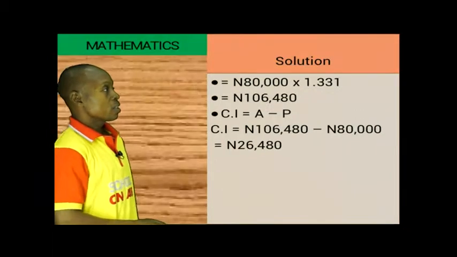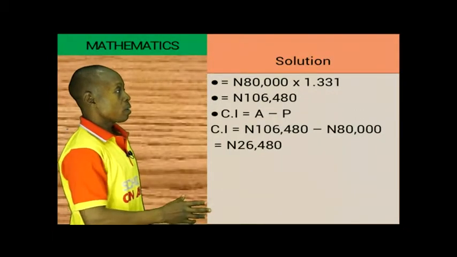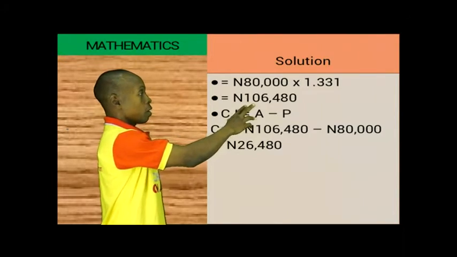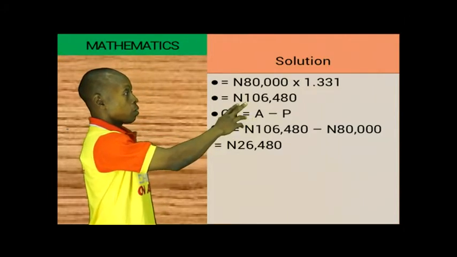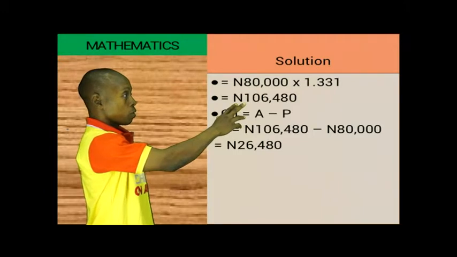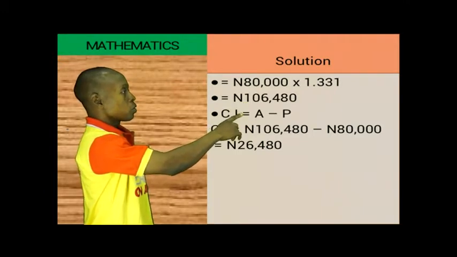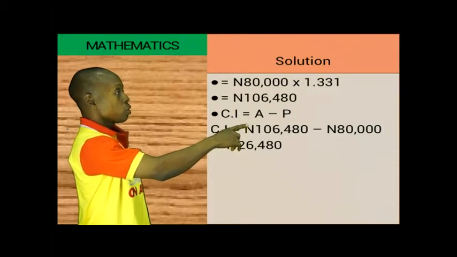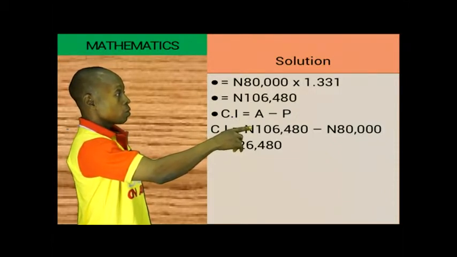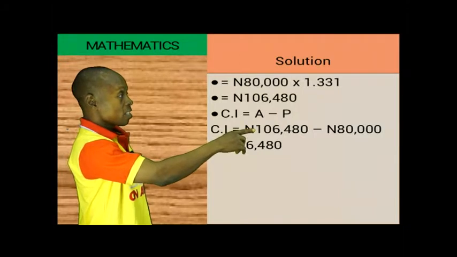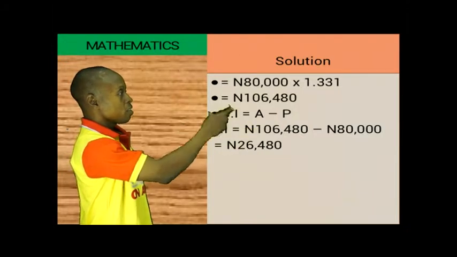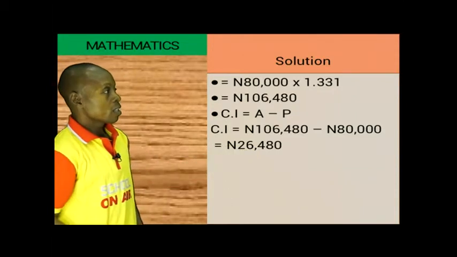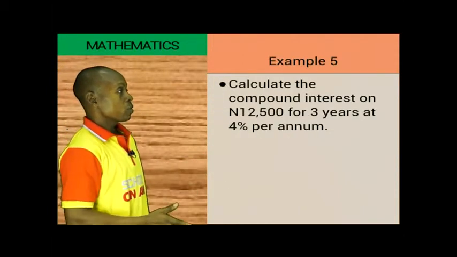When you simplify that, you get 80,000 multiplied by 1.331, which is 106,480 naira. So that's the amount. To get the compound interest, amount minus principal, you have 106,480 naira minus 80,000, which gives you 26,480 naira at the end of the day. That means that 80,000 will amount to that amount.